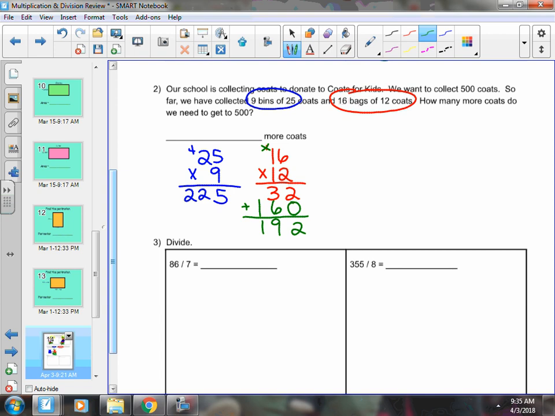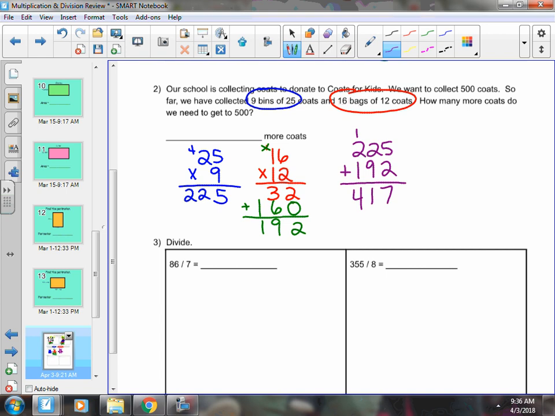Gosh, I think this is a 4-step problem, actually. So that's how many coats we have so far. So let's add it up. Let's add how many coats we've collected so far. 225 from the bins, another 192 from the bags. So if we add that up, that'll be how many coats we have all together. 417.